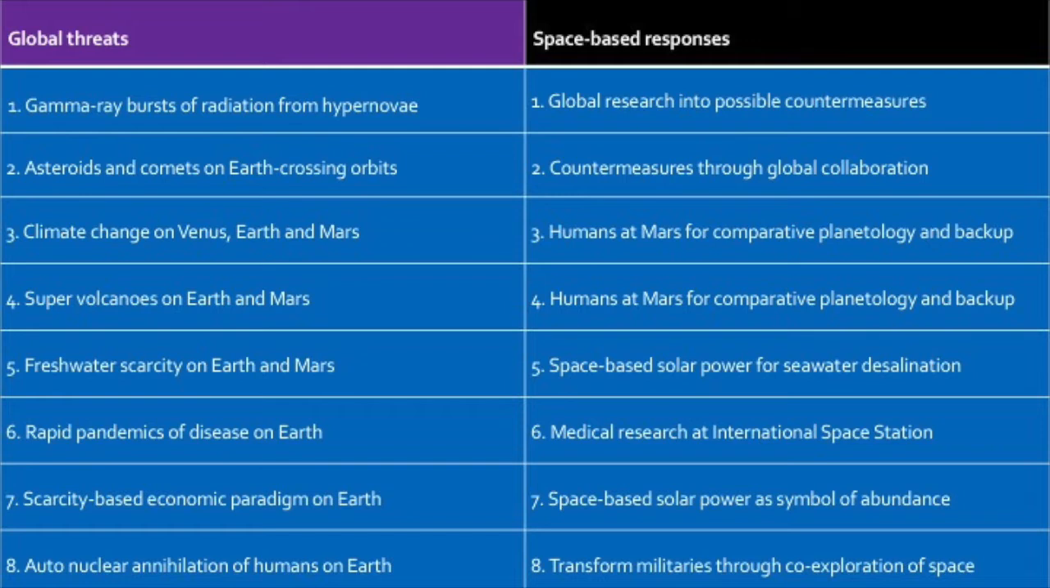And we're going to solve two problems in that problem set at once. The two problems that we'll solve are 7 and 8 together. Remember that these problems or global threats have a corresponding space-based response. So what you're going to see on this color-coded 3x3 Global Drills worksheet are some content that pertains both to scarcity-based economic paradigm on Earth, with the corresponding space response of space-based solar power as a symbol of abundance.